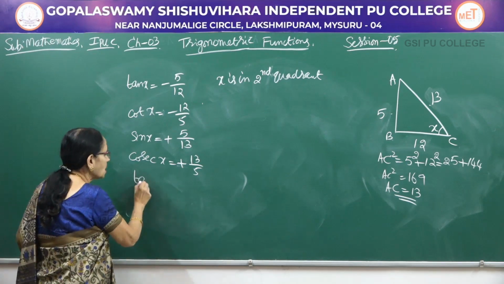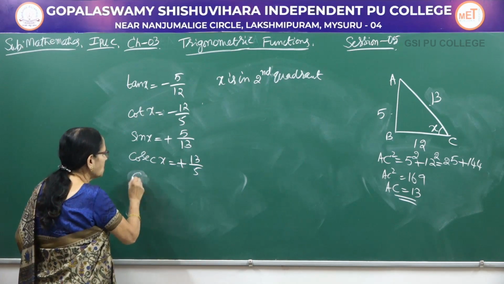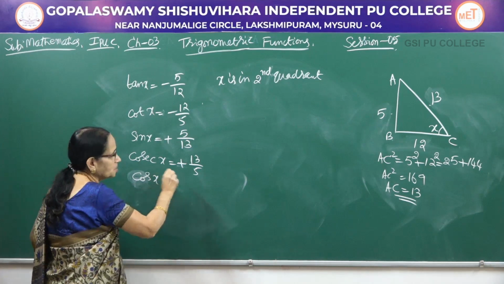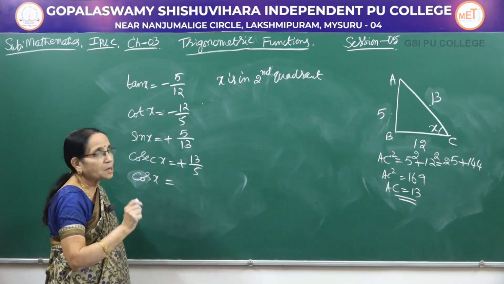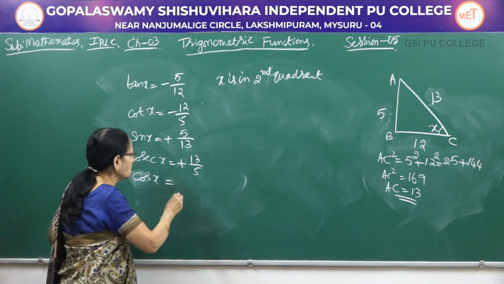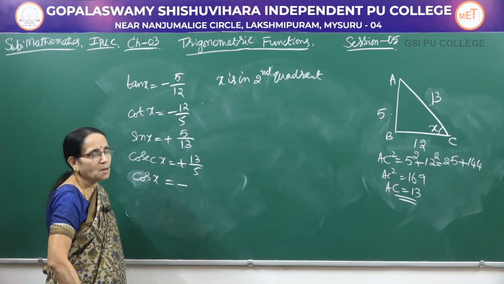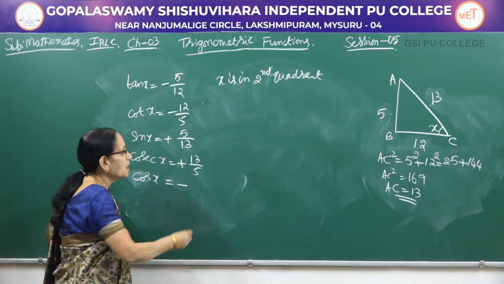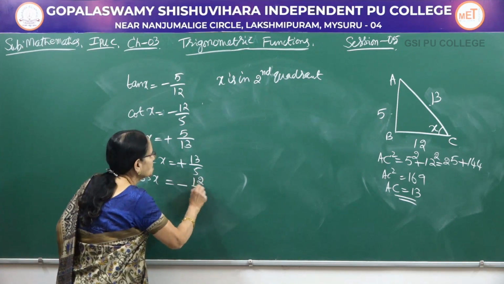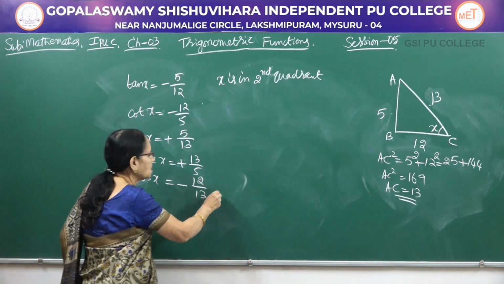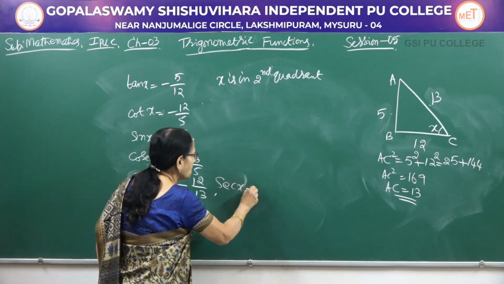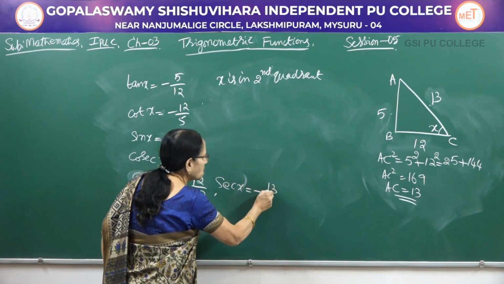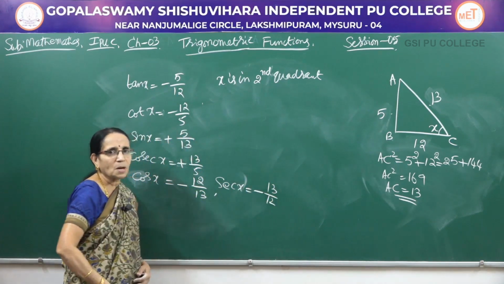Next, come to tan x. Tan x has been given. So, write it as cos x here. Cos x, second quadrant, again cos is negative, write the minus sign. How do you define cosine? It is the adjacent side over the hypotenuse. Hence it is 12 divided by 13. Similarly, secant x, being the reciprocal, is minus 13 by 12.